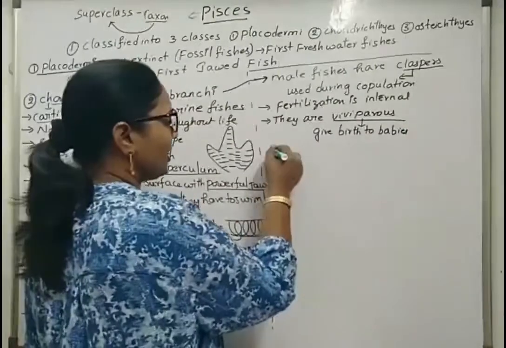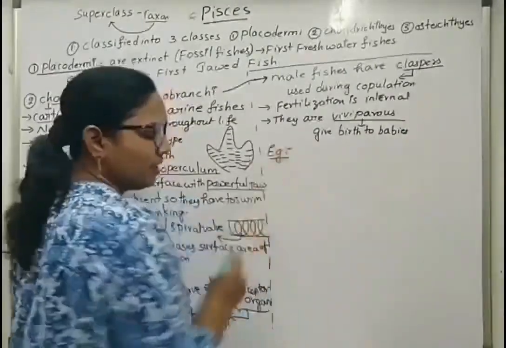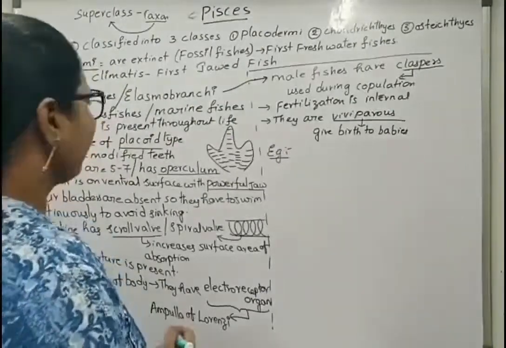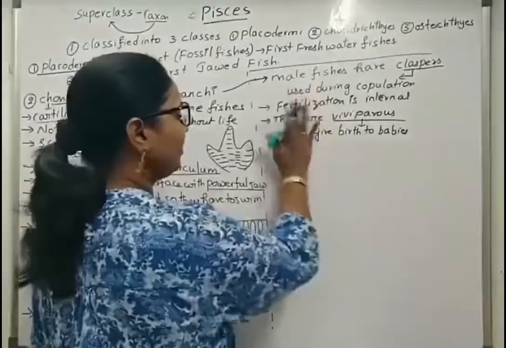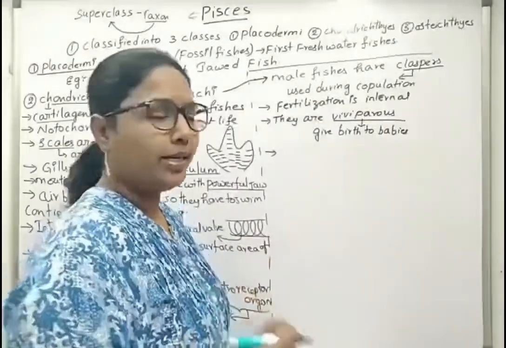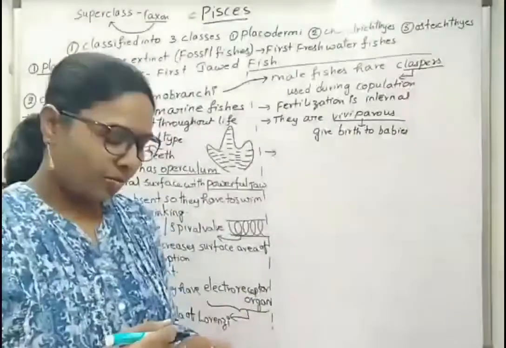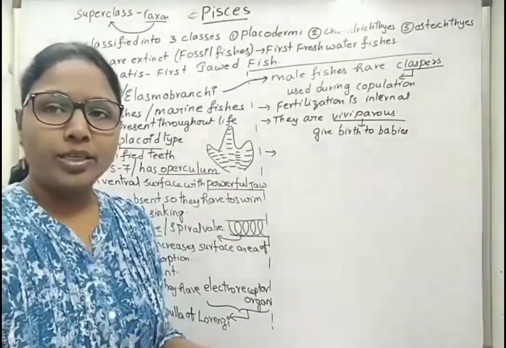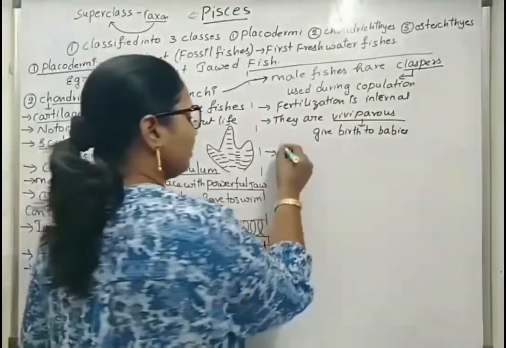So, what are examples under chondrichthyes or elasmobranchii fishes? One more point we will write. They are considered poikilotherms or cold-blooded animals. Cold-blooded animals, or poikilotherms, are those which change their body temperature according to their surroundings.